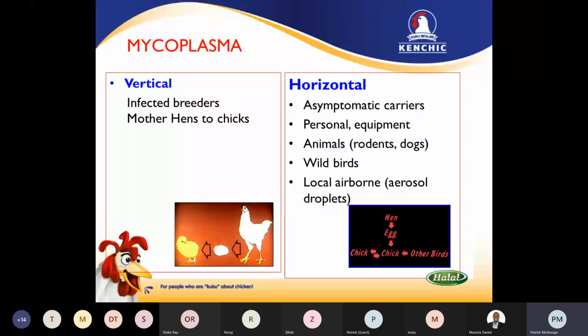Wild birds, ensure you don't have trees with branches where the birds come to perch from, and local airborne droplets, especially if your area has a high concentration of poultry rearing, you might find yourself with the issue of mycoplasma. But basically, good biosecurity, good siting of your house, always ensure you have a footbath. Not every visitor that comes to your home is welcome to the side where you're doing your poultry rearing.